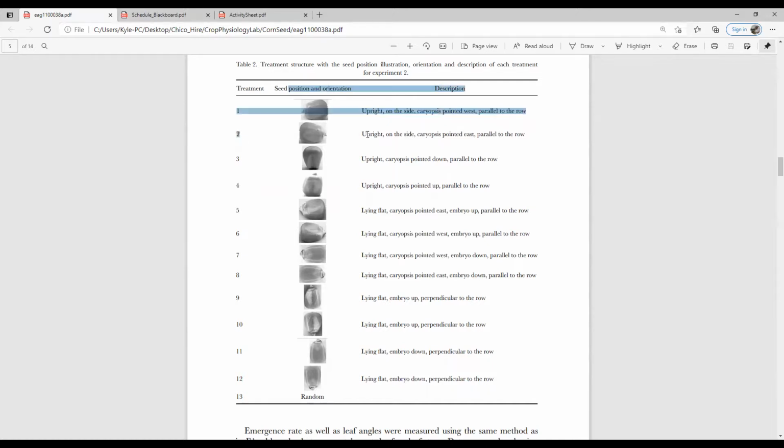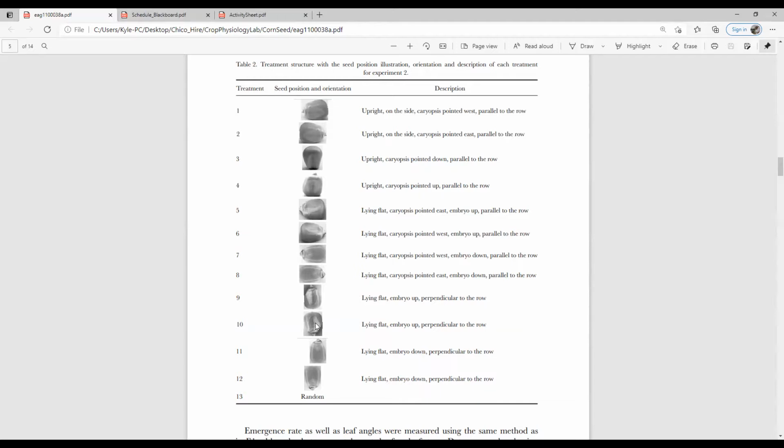Again, you're going to focus on treatment number 2, where you have seeds that are placed in a row upright on the side, with the caryopsis pointed east and parallel to the row. We'll have treatment 3, which is kind of just stabbing the seed through, where that seed is upright, the caryopsis pointed down, and it's parallel to the row. You're going to have treatment 10, this one down here, where the seed is laying flat, that embryo in the center is pointed up, and it's perpendicular to the row.